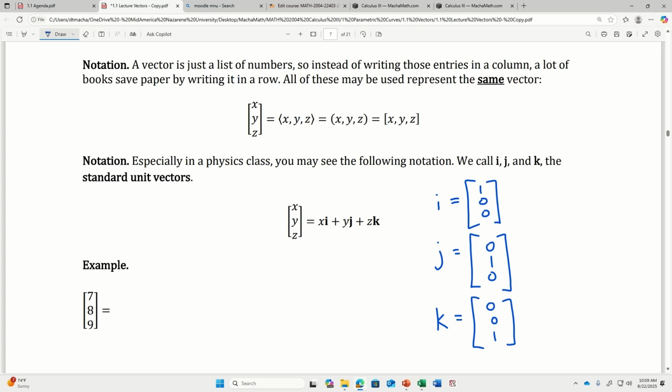And using this convention, a physicist can represent this nice, beautiful column vector as this gross, ugly linear combination of standard unit vectors. I don't like that. I'm not going to do that, but I just want you to know that it's the same thing. And so if you're in physics class, you might see something like 7i plus 8j plus 9k. And that's a physics thing.